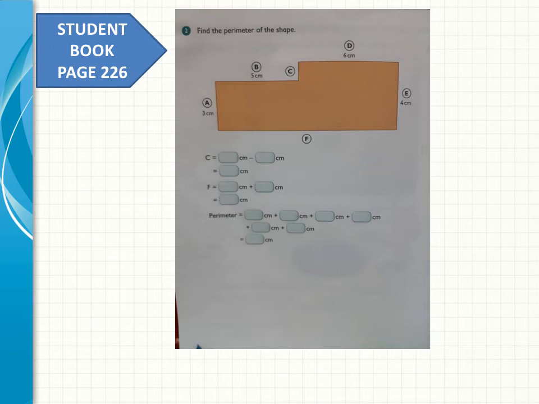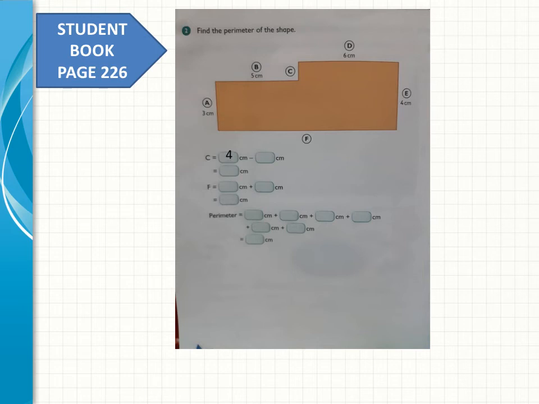Now let's find side F. What do we simply do? Line B plus line D. That's how we find side F. Line B plus line D. That's the one that runs through to the end. So remember, to find C is E minus A. So E minus A is 1 centimeter. That's 4 minus 3. And F is 5 centimeter plus 6 centimeter. And that gives us 11 centimeters.